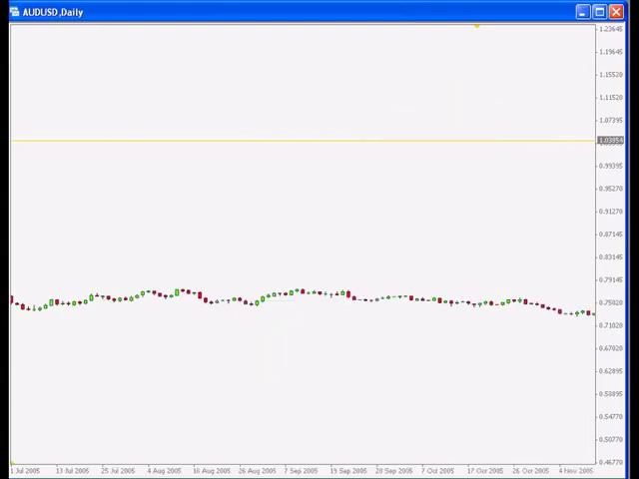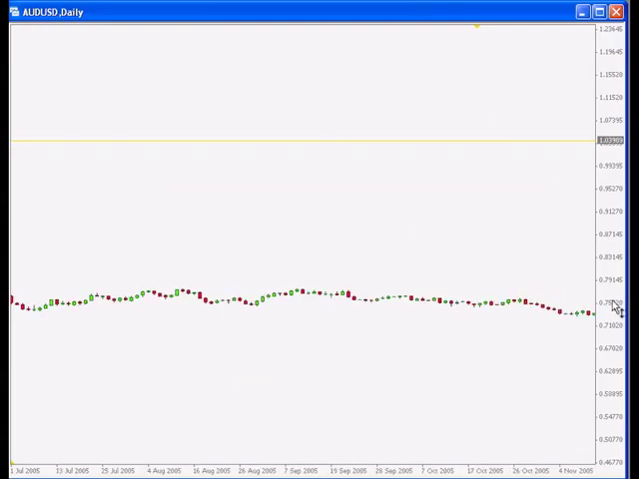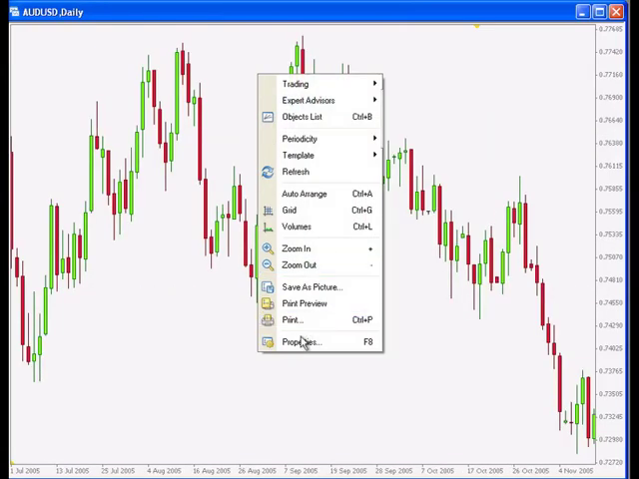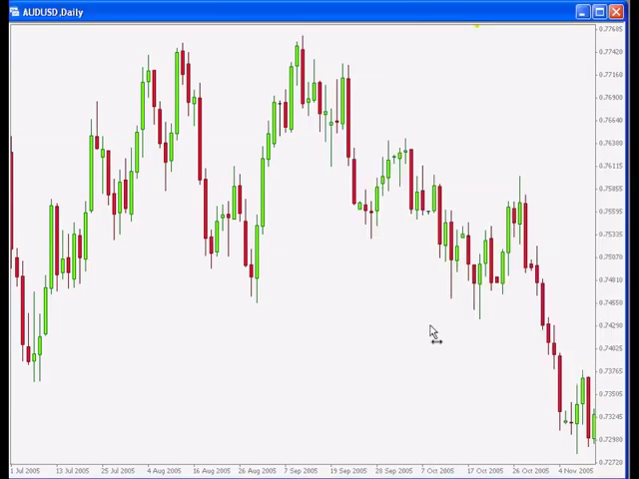And that's basically it. Let me go back into the daily time frame. Oops, sorry about that. Into the daily time frame. I'm gonna enable the auto scroll feature on once again.